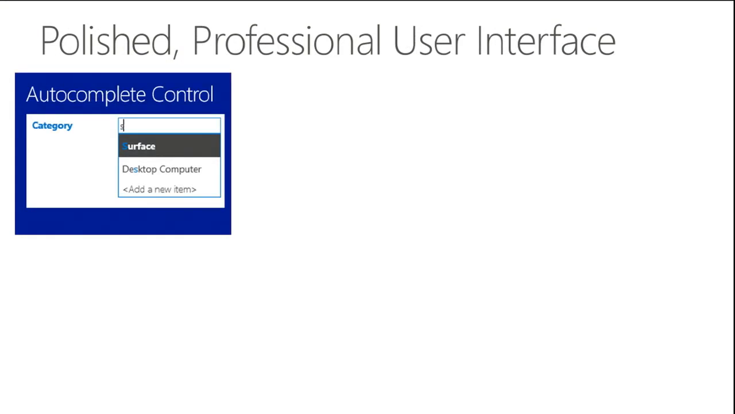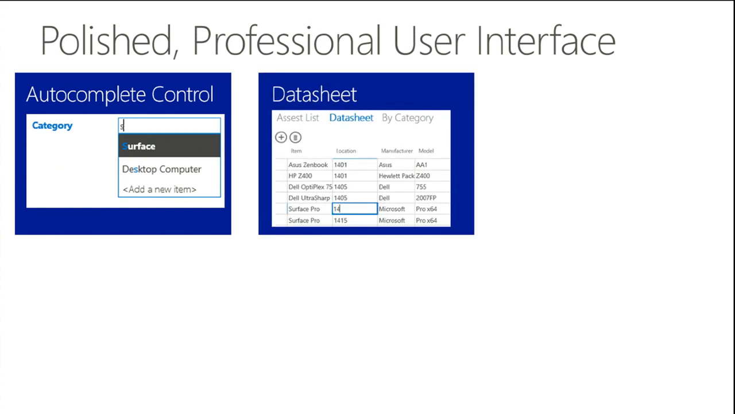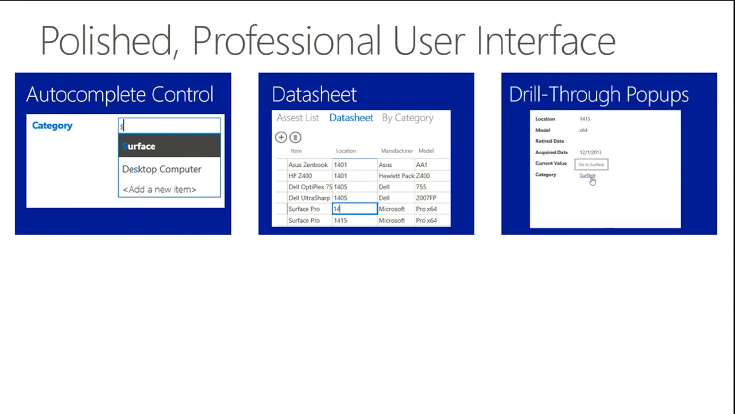The autocomplete control is a great combination of a text box and a combo box, with search functionality built in, so you don't have to know everything about what you're searching for, and it will help you out along the way. Datasheet view is very familiar to most people from using Excel, and it's got a lot of great functionality. The drill-through pop-ups: you select an item, and it brings a pop-up open for you in so many areas of the app, and you don't have to code these pop-ups, we just give them to you.